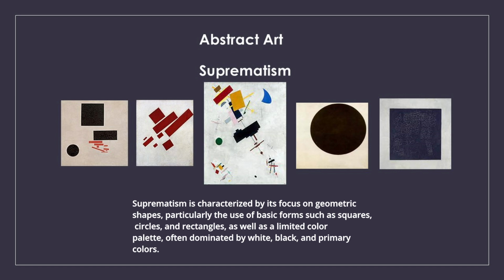Suprematism is characterized by its focus on geometric shapes, particularly the use of basic forms such as squares, circles, and rectangles, as well as a limited color palette, often dominated by white, black, and primary colors.